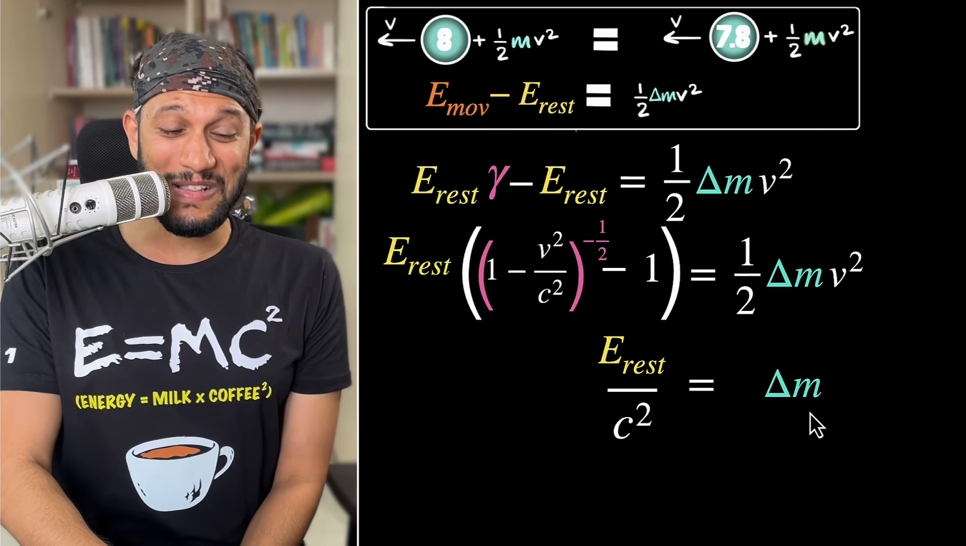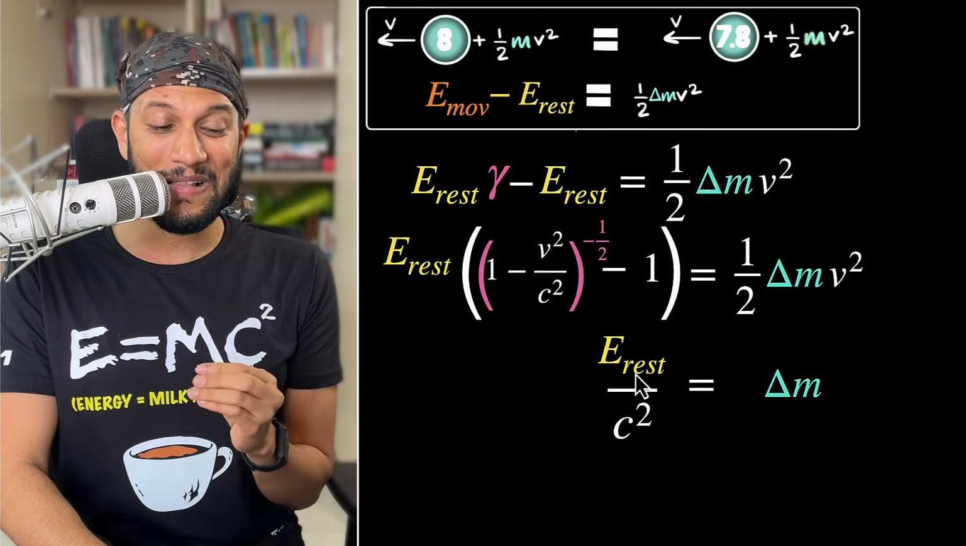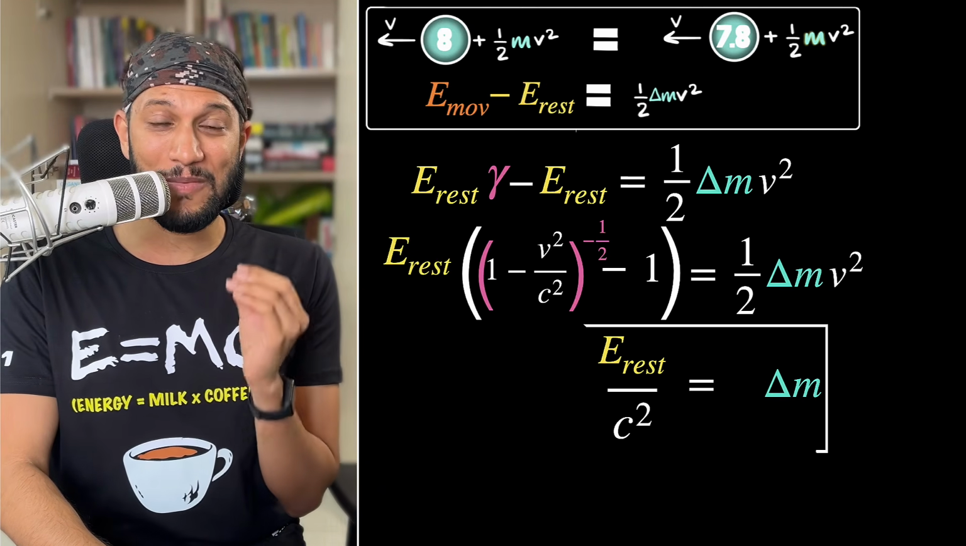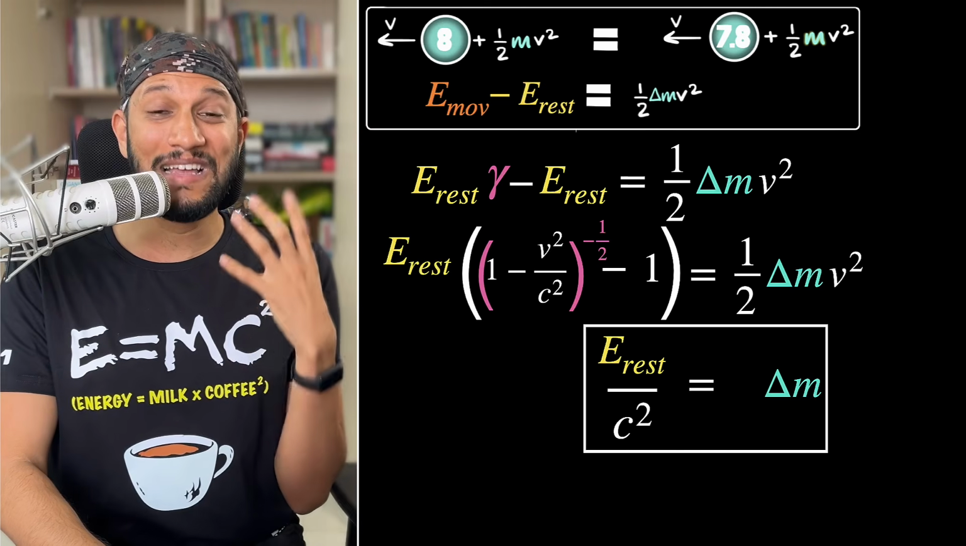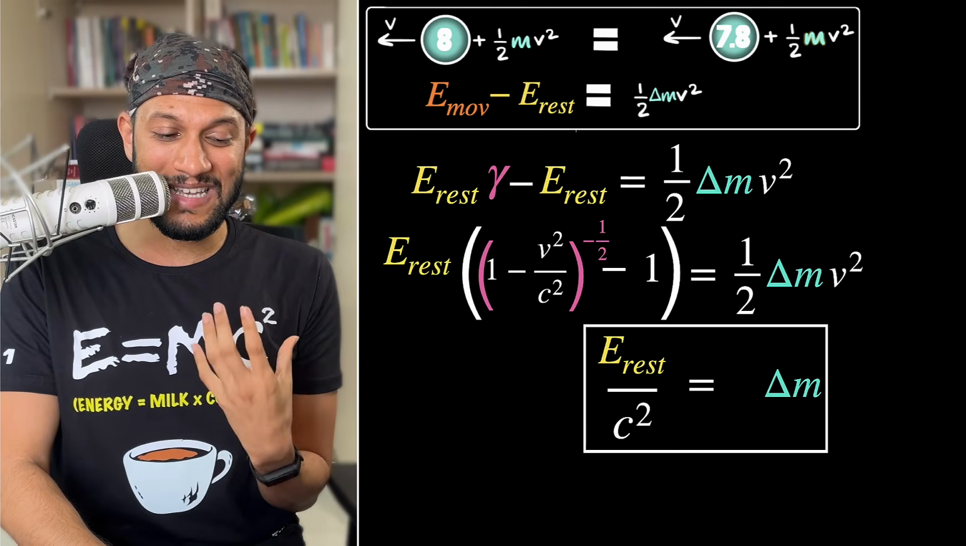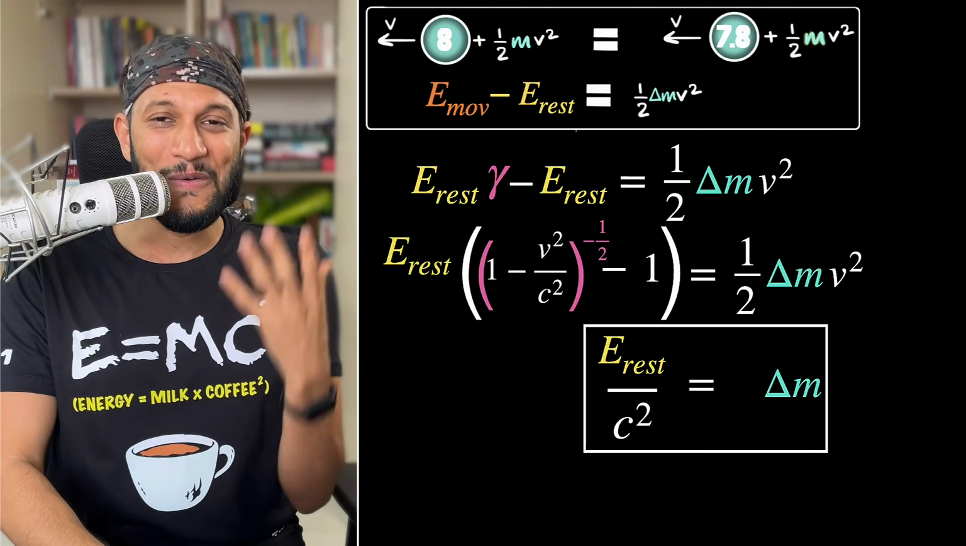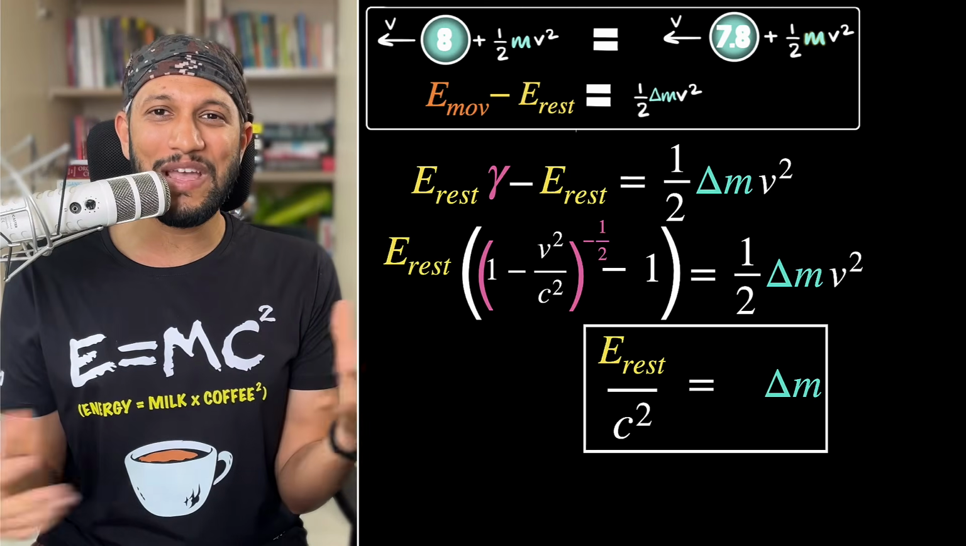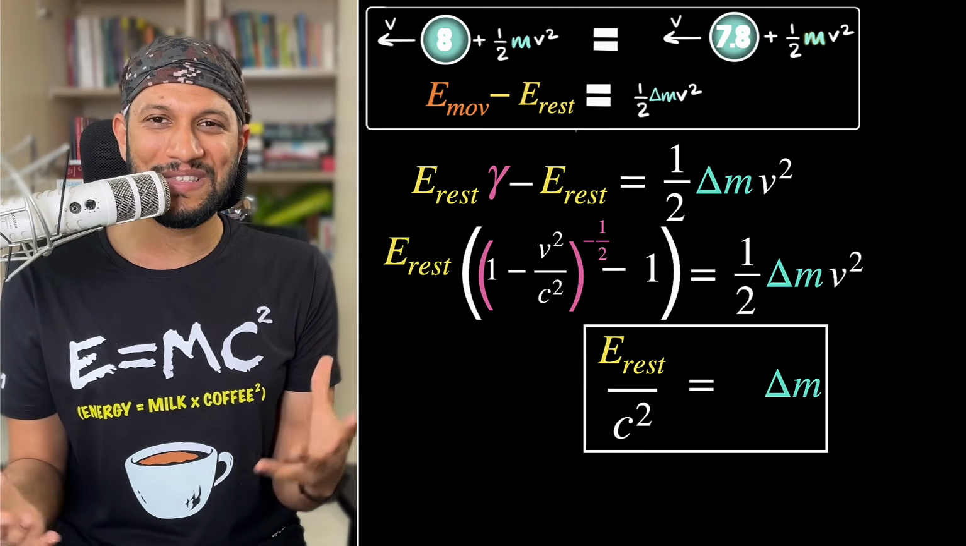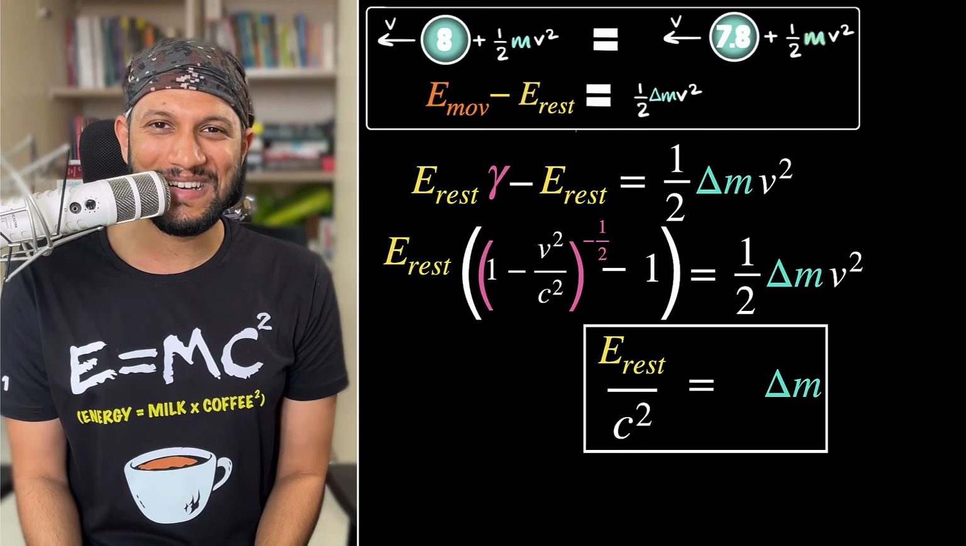The mass that is lost must exactly equal the energy that was lost in the form of photons divided by c squared. Right in front of your eyes, folks, we have derived E equals mc squared.